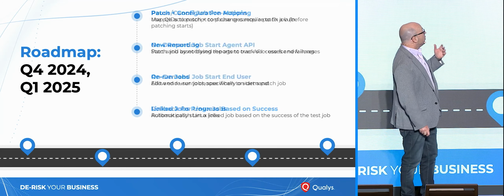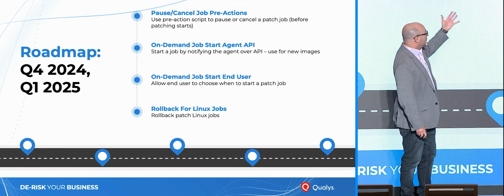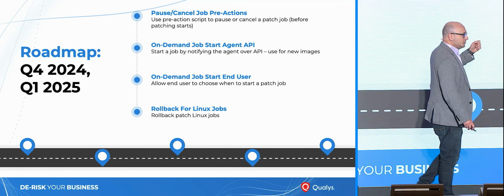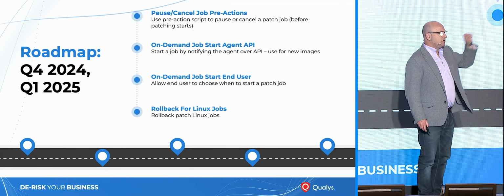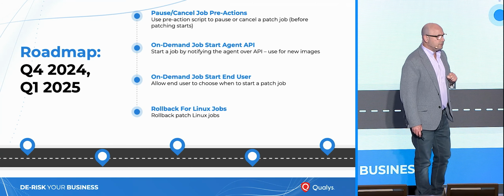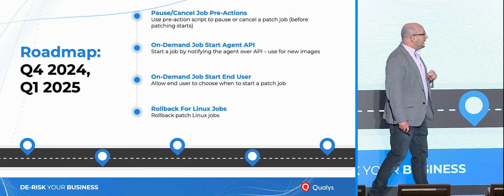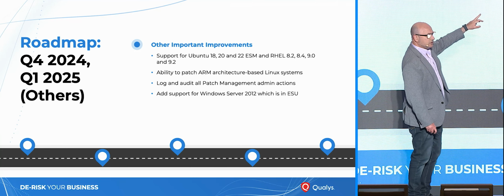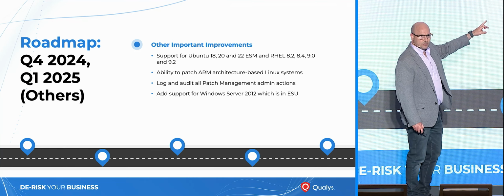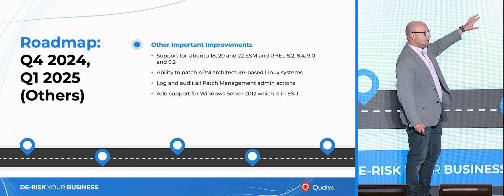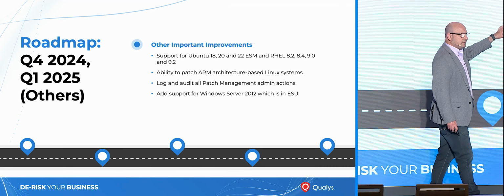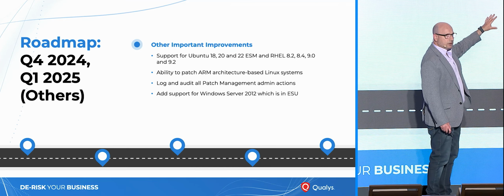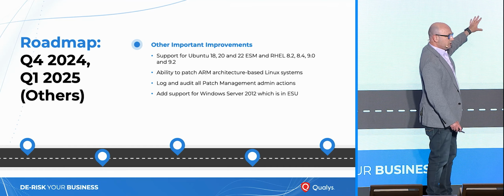I'll go very quickly on the rest. On-demand agent: the user will be able to say start a job, and you'll be able to do it from the user side. Linux support: for those of you that have Linux, we're going to support every Linux possible. So if you're not using us for Linux, it's a great way to cover literally all your Linux variants.